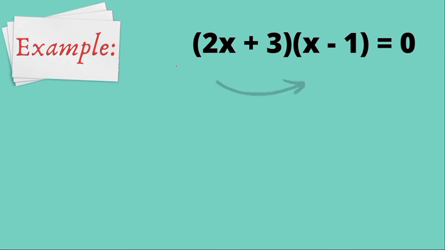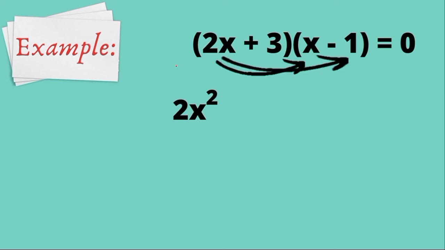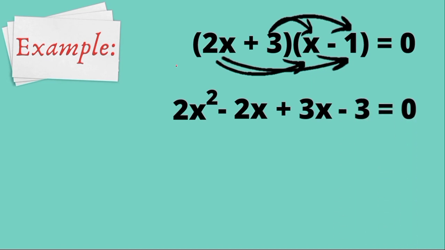F means first terms. So we multiply 2x times x, you'll have 2x squared. Then we have O, the outer terms. That's 2x times negative 1, and you'll have negative 2x. Then the inner terms, 3 times x, you'll have positive 3x. And 3 times negative 1, which are the last terms, is equal to negative 3. Then copy equals 0.